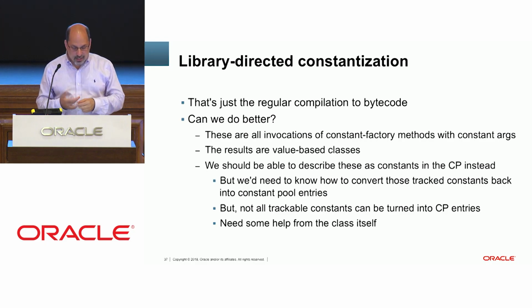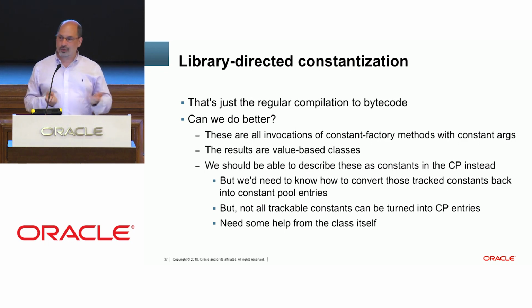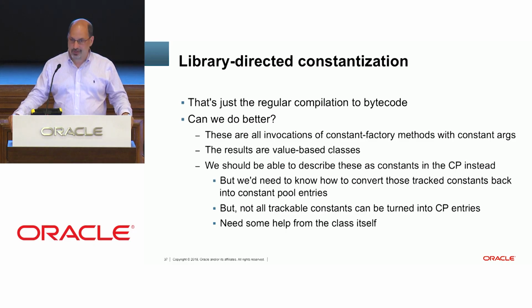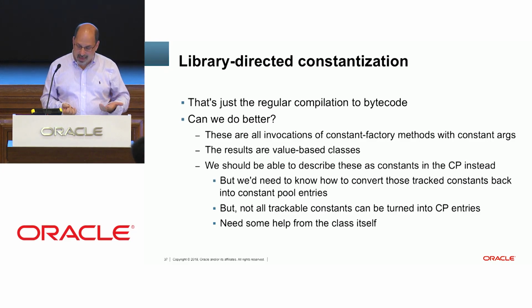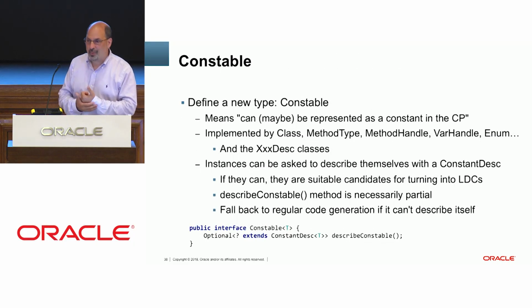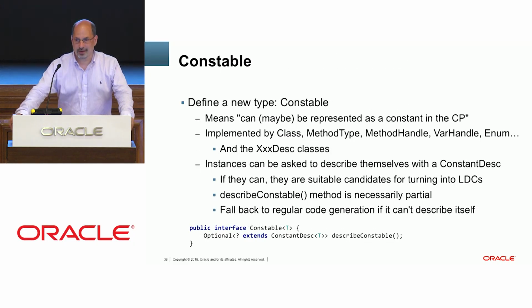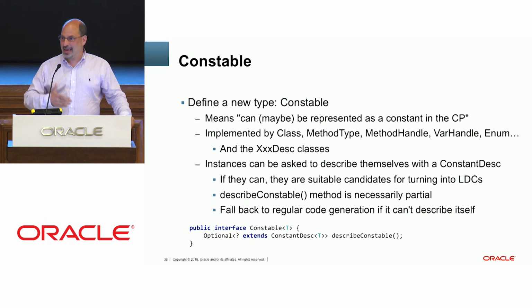So how do we do that? Well, we need to know how to convert those tracked constants back into constant pool entries. But not all tracked constants can be converted into constant pool entries. So we need a little bit of help from the classes that describe these trackable constants to be able to say, oh yes, I'm an object, but I know how to describe myself in the constant pool. And if we do that, then that will enable us to more aggressively constantize things at compile time. So to do that, we have to define one new type, the amusingly named Constable type, which means able to be a constant, of course.